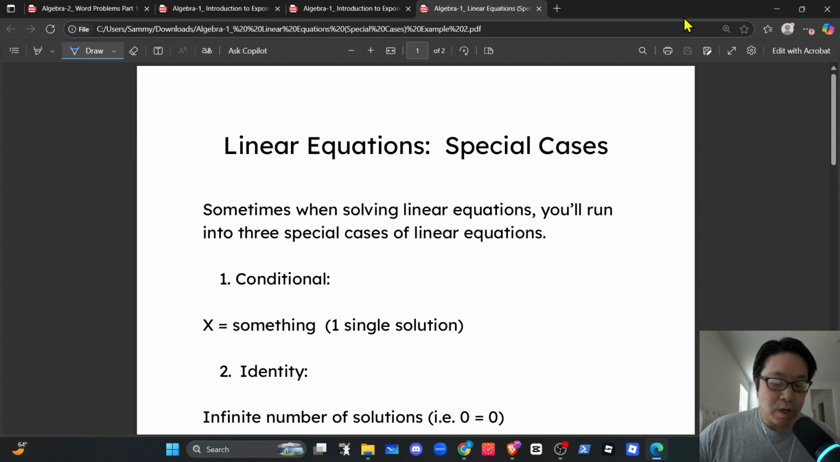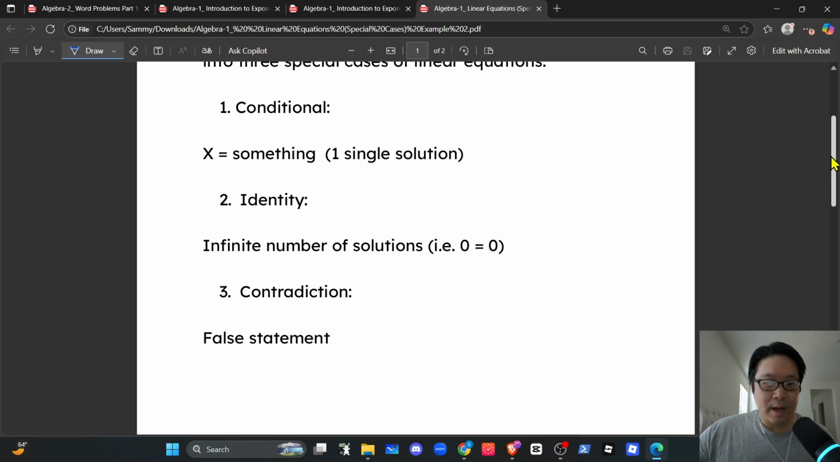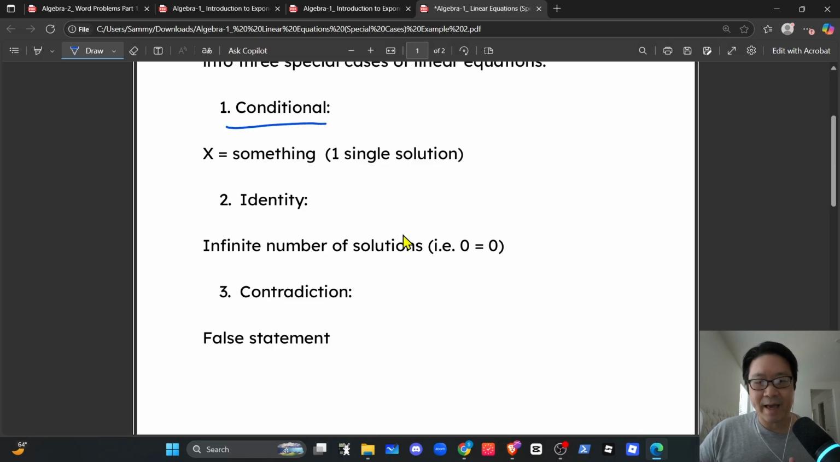Hi, in this one, we're going to be going over a final example of a special case of linear equations. Now, as I've explained before, there are three types of special cases for linear equations. There's conditional, and this is where you get a situation where you have x equals something, where something is a real number. So this is where you get one single solution that's true, and that's going to be called a conditional, and this would be the normal situation. In other words, most linear equations will lead to a conditional equation.